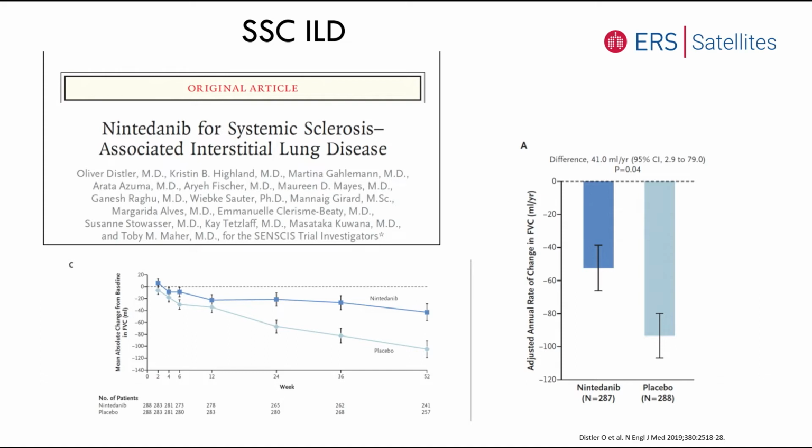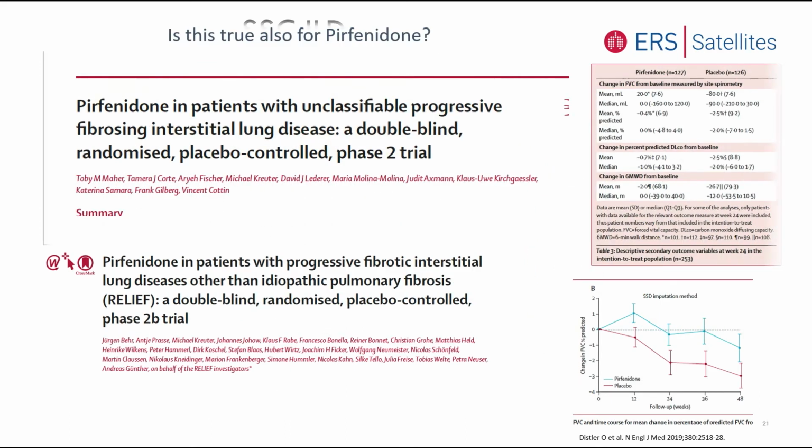It's all been studied in scleroderma. So definitely these drugs will help. With regard to pirfenidone, a double-blind randomized placebo-controlled study didn't meet its primary endpoint, but did show on secondary endpoints that suggested that this should be continuously studied.